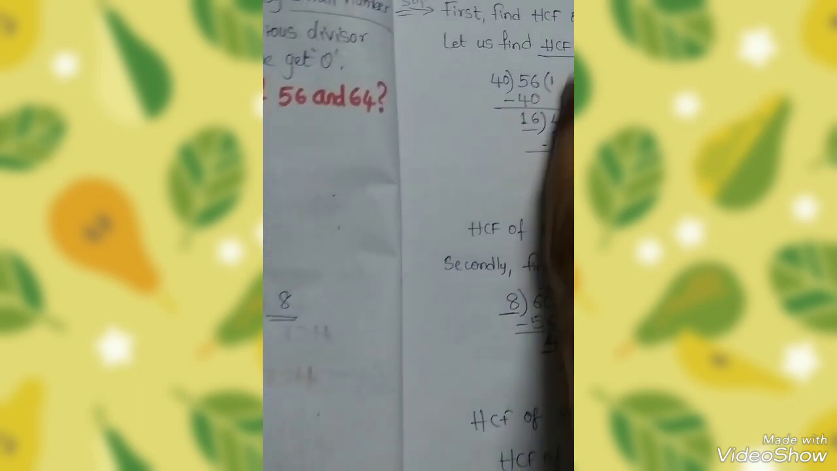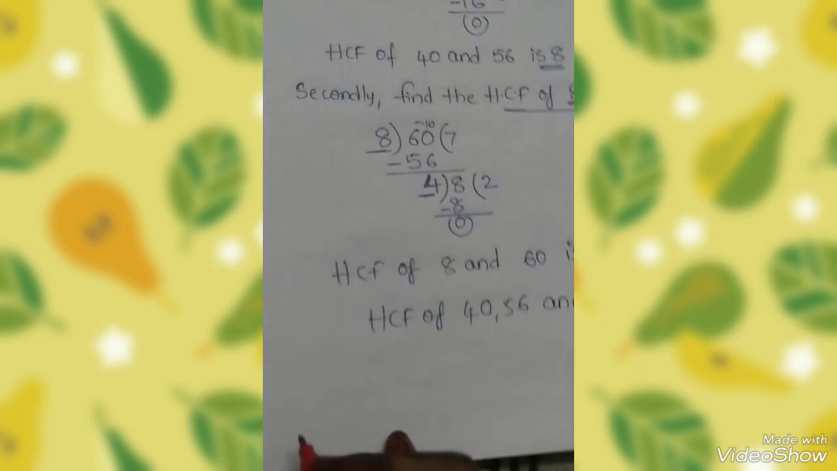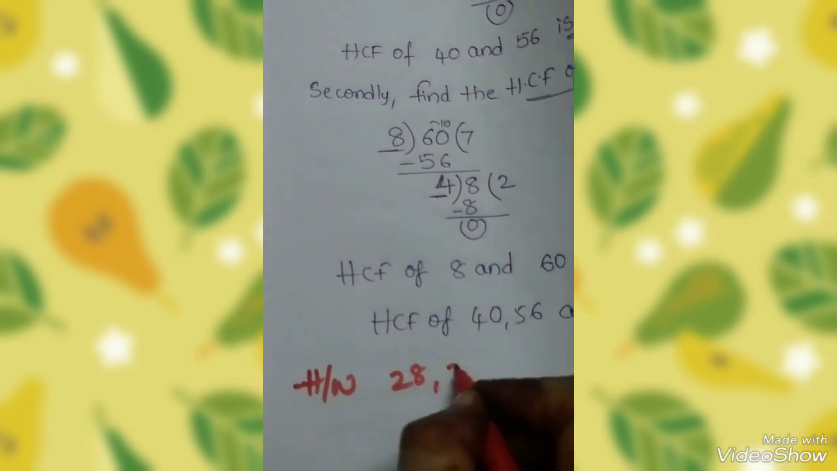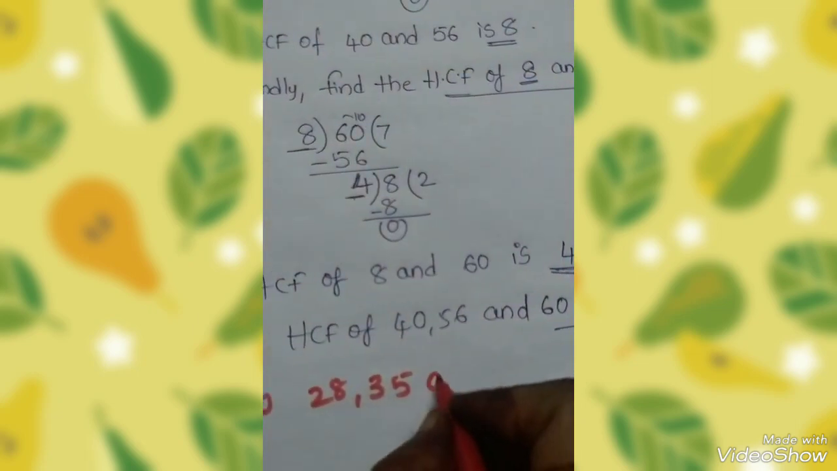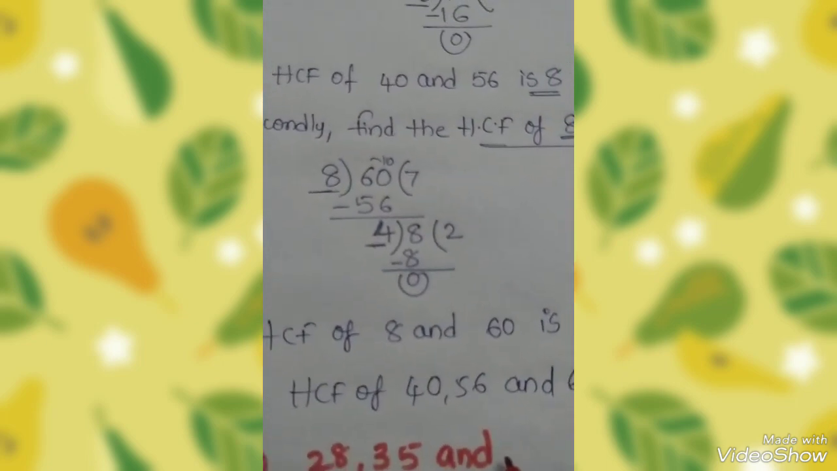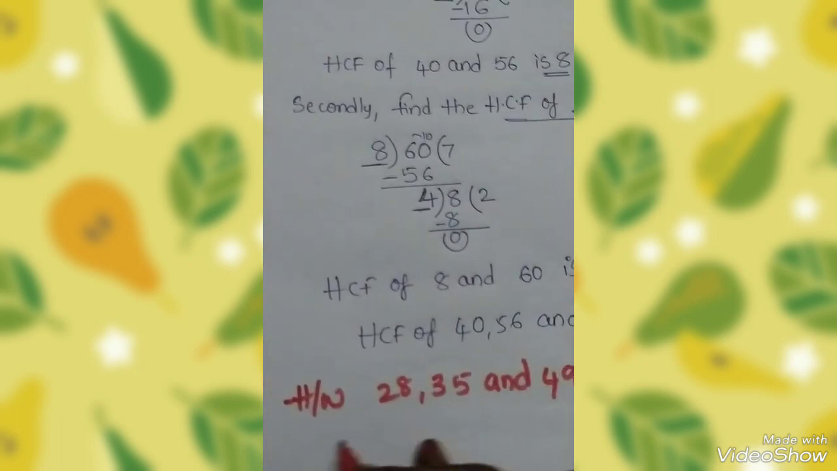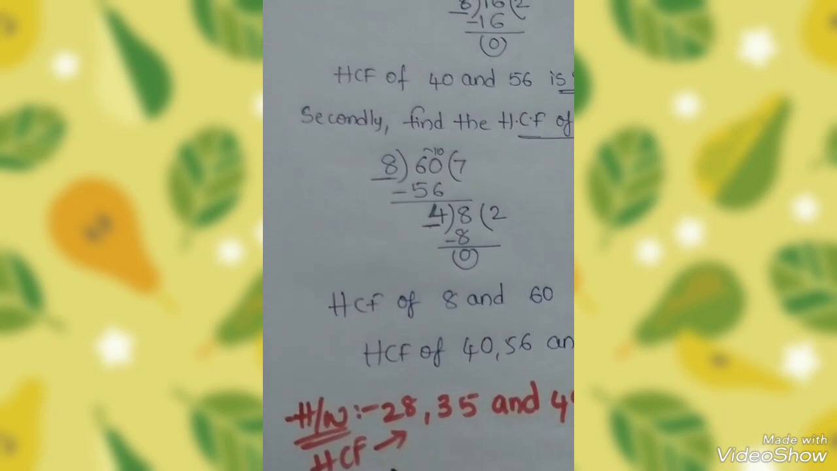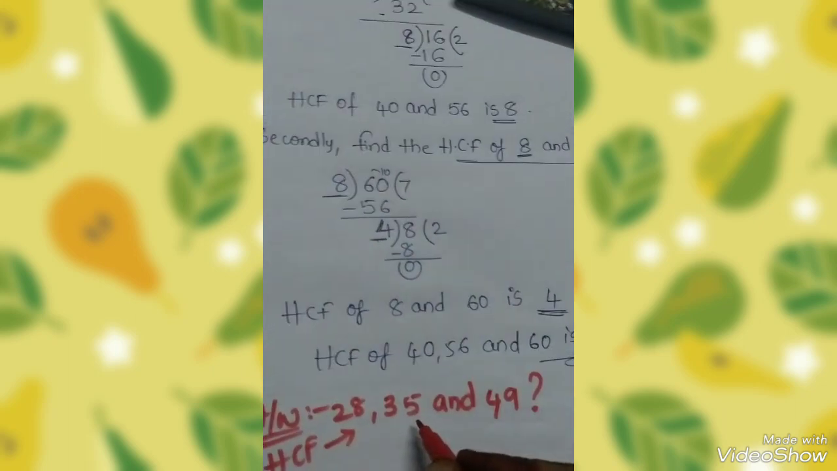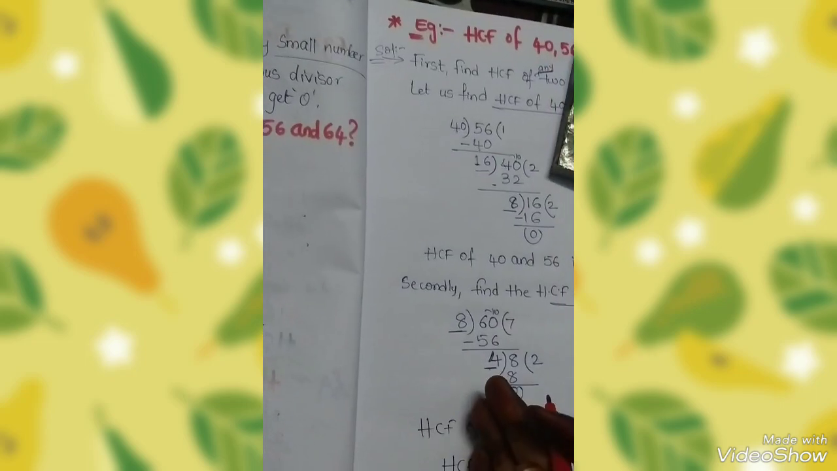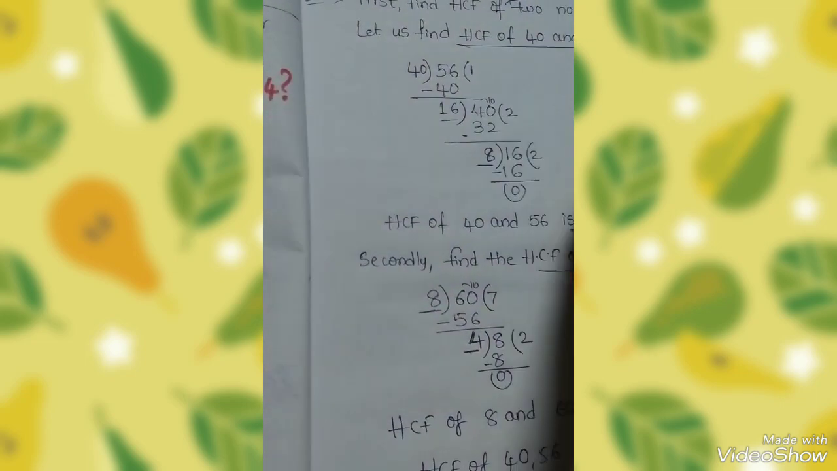If you have any doubt, please do this problem as homework, children. Find the HCF of 28, 35 and 49. Homework for you, children. If you have any doubts, please watch this video again. You can clear your doubts.